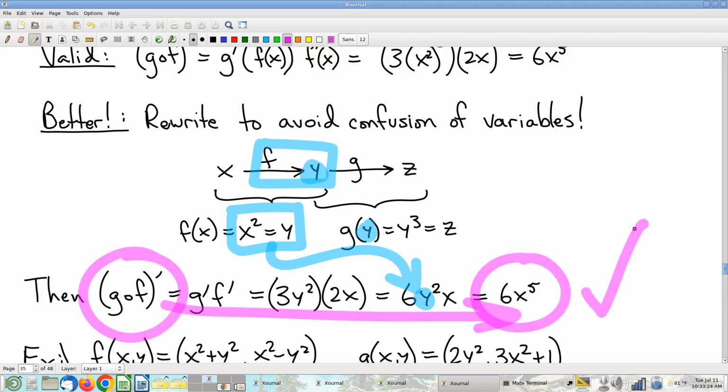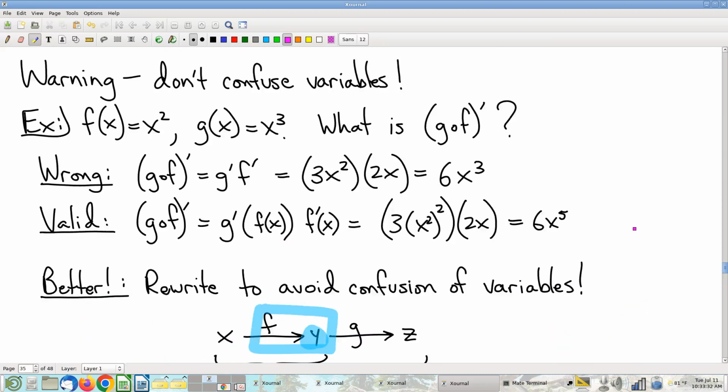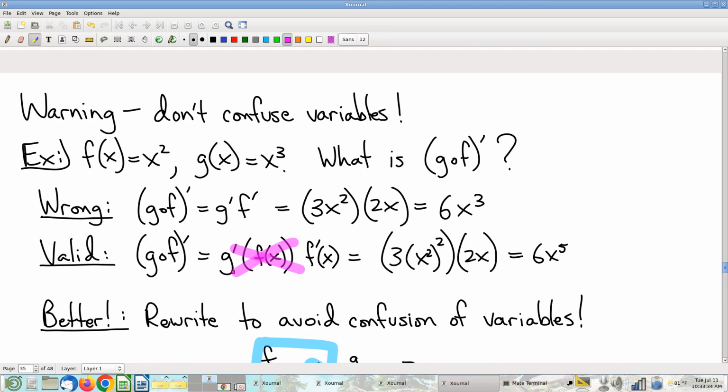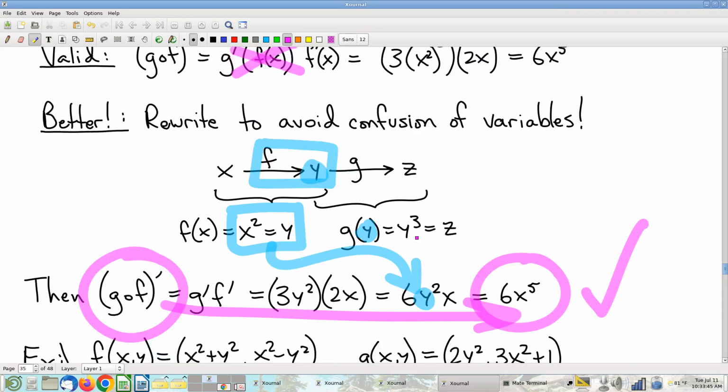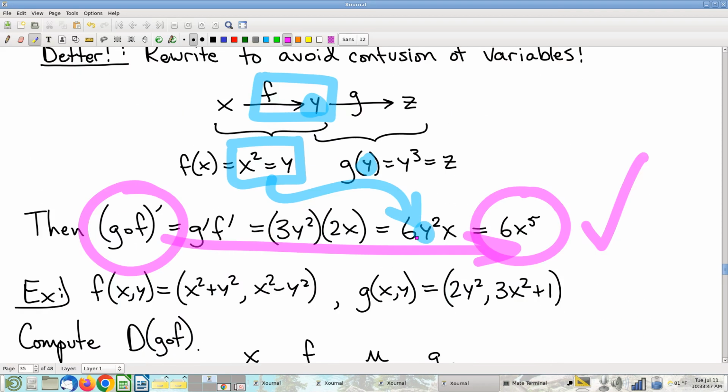Okay, so the moral here, don't confuse your variables. Oh my gosh, why would you do that? I mean, it's so much easier if you don't confuse your variables because you just don't even have to keep track of fancy formulas about, oh my gosh, don't forget to plug this into that. No, whatever. You can be as sloppy as you want and you won't get wrong answers if you just don't confuse your variables. Okay, all right.